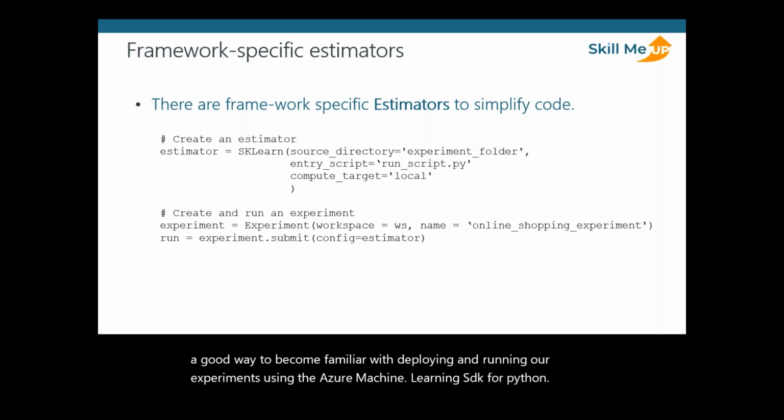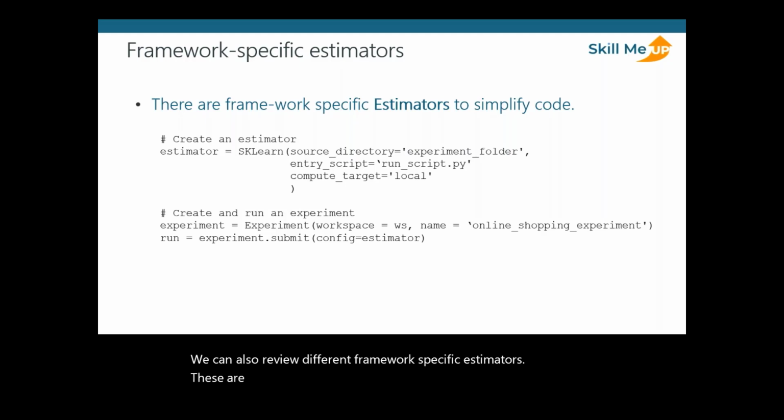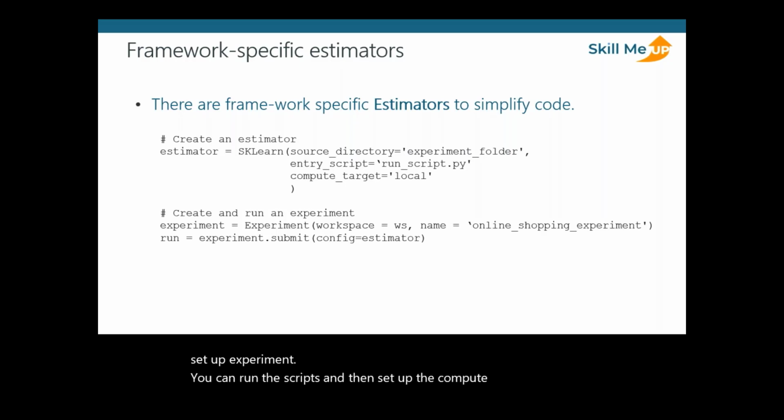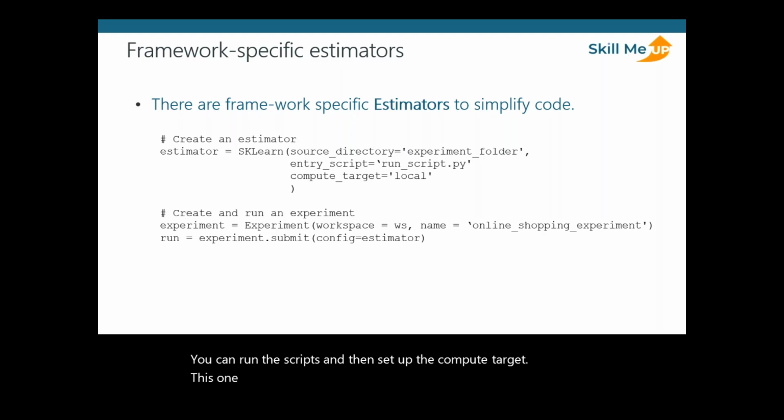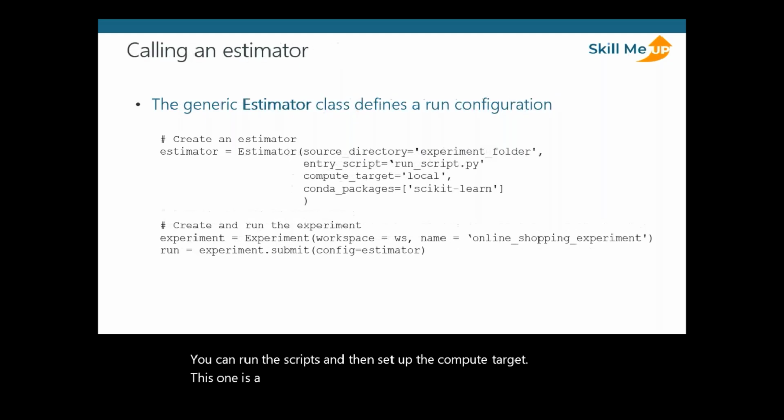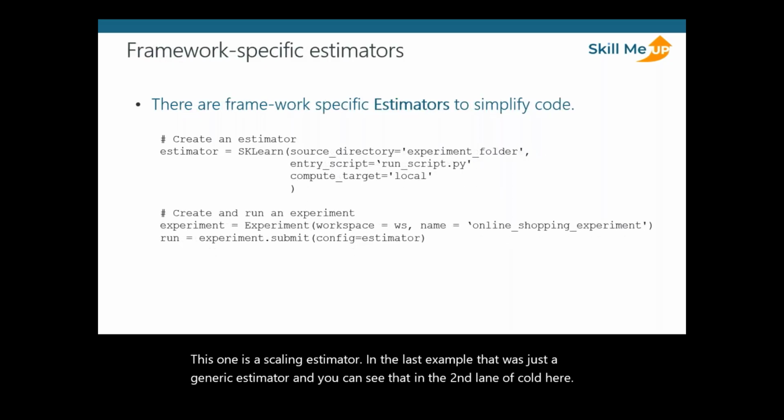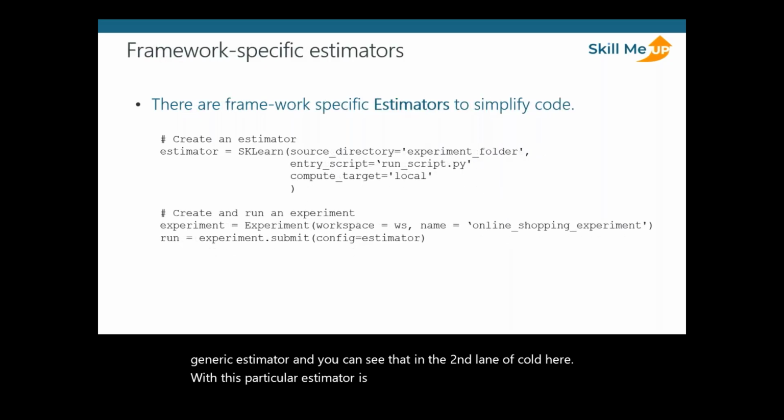We can also review different framework-specific estimators. These are also designed to make our code more simple. For example, the top one is very similar. We have seen this one, where we can set up the experiment, we can run the script, and then set up the compute target. This one is a sklearn estimator. In the last example, that was just a generic estimator, and you can see that in the second line of code here. But this particular estimator is actually using sklearn, so it's got one line of code less.